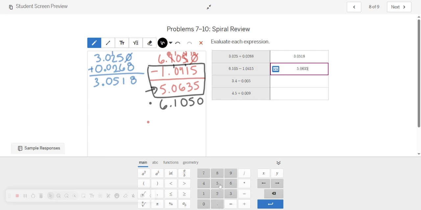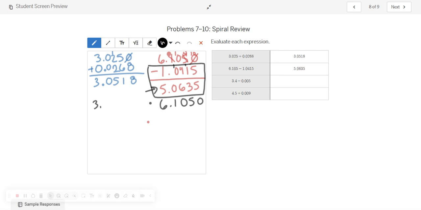5.0635. Totally butchered that in my first one. 3.4, I'm going to add a couple zeros, minus 0.005, 5 thousandths. Borrow from the 4 dimes makes it 3 dimes, gives me 10 pennies. Borrow from the 10 pennies makes it 9 pennies, and I get 10 tenths of a penny. Here we go. 5, 9, 3, 3.